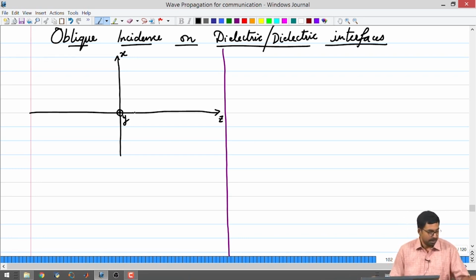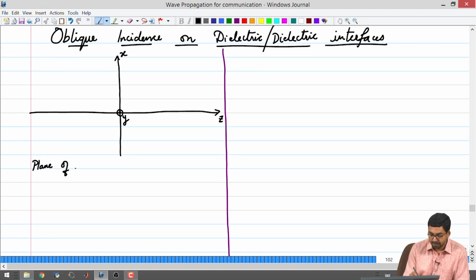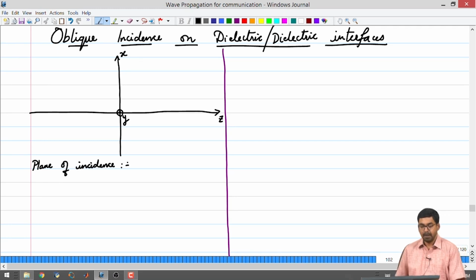Now, there are some small definitions that we will need to look at. First of all, the term that we will call the plane of incidence. It's a very important term, plane of incidence. Before defining this, I will define a couple of things much more clearly.